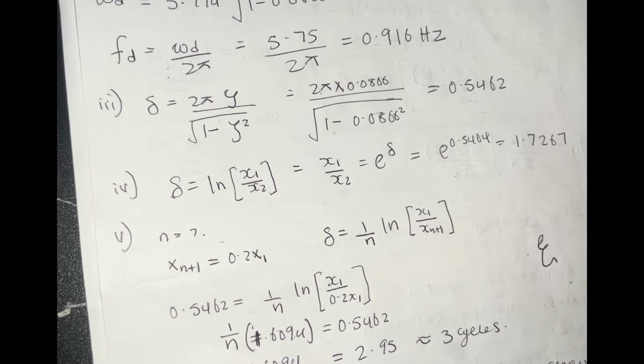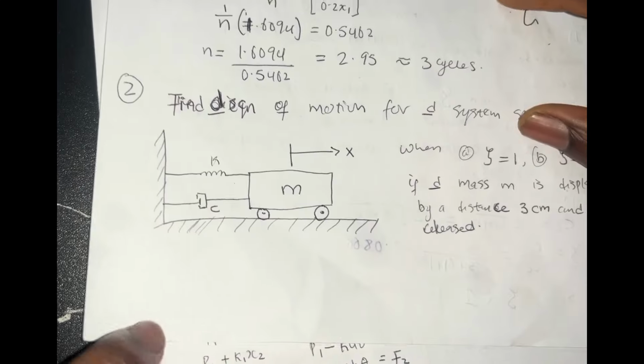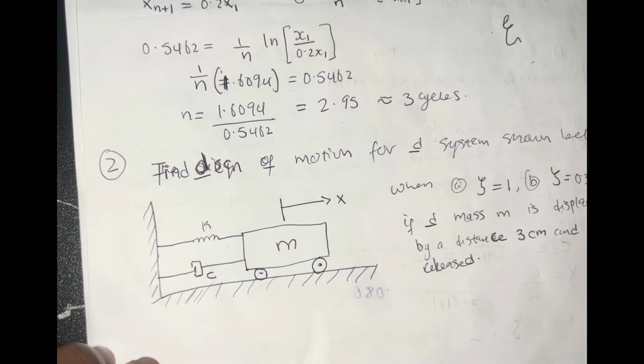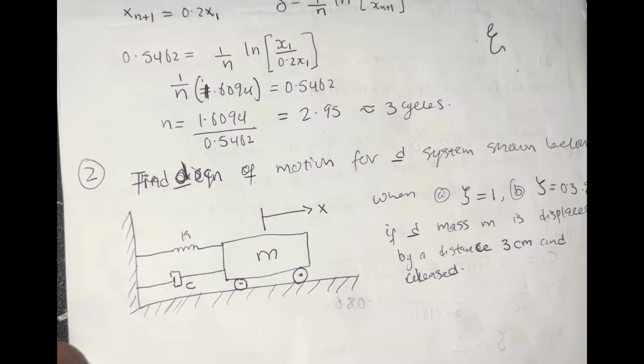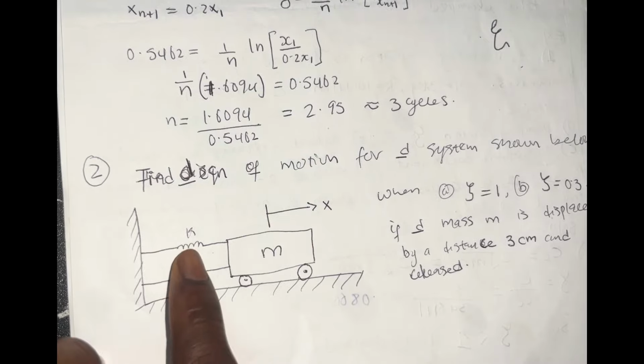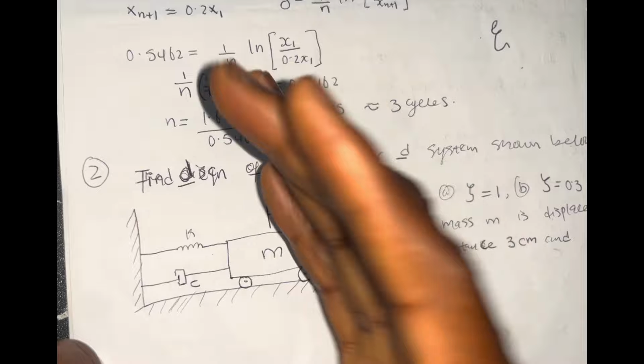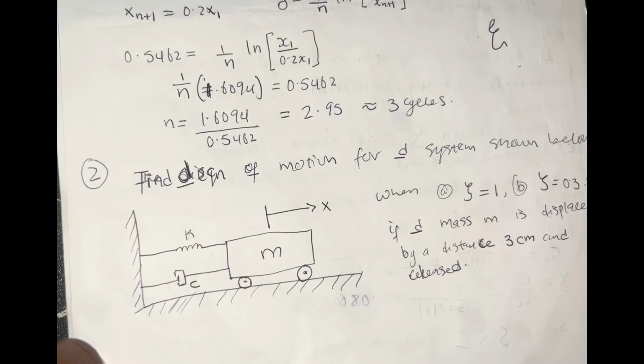In the previous video, we looked at a vehicle question, whereby we looked at a vehicle moving, with a spring and also a damper, being displaced in the positive direction of x.